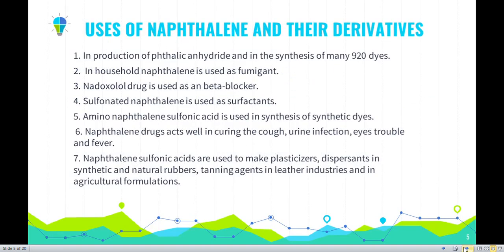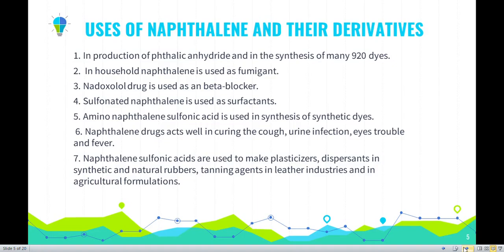Now I will tell you about the uses of naphthalene and its derivatives. First, naphthalene is used in the production of phthalic anhydride and in the synthesis of many azo dyes. In households, naphthalene is used as a fumigant. Nadoxolol drug is used as a beta blocker. Sulfonated naphthalene is used as surfactants. Amino-naphthalene sulfonic acid is used in the synthesis of synthetic dyes.